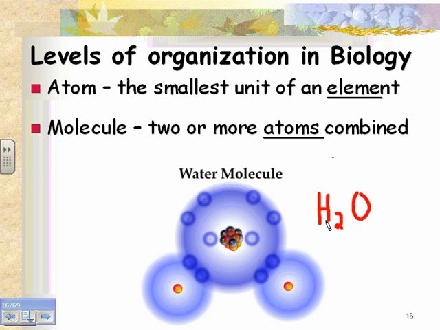That means there's two hydrogens, and you could put a 1 here if you want to, and 1 oxygen. You don't have to put the 1. So here's the 1 oxygen, and here are the 2 hydrogens. These are 3 atoms that are combined to make 1 molecule.